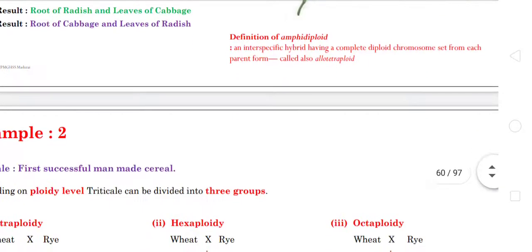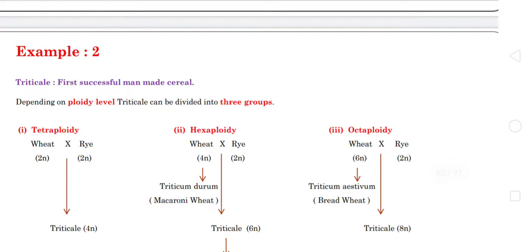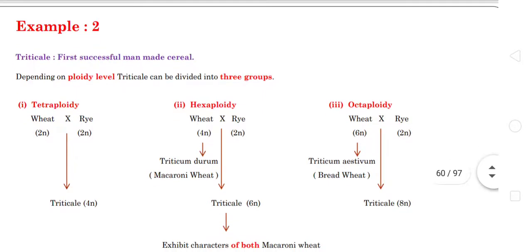Another example that was successfully produced is called the first man-made cereal, by crossing the wheat and rye plants. Depending upon the ploidy level, it is divided into 3 types: tetraploidy, hexaploidy and octoploidy. The second experiment is the first successful experiment in allohexaploidy. Tetraploidy: here they cross the wheat plant with the rye plant, and the progeny has 4 sets of chromosomes.